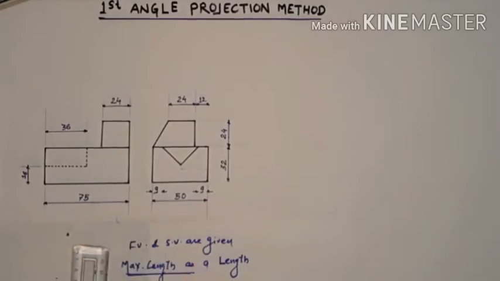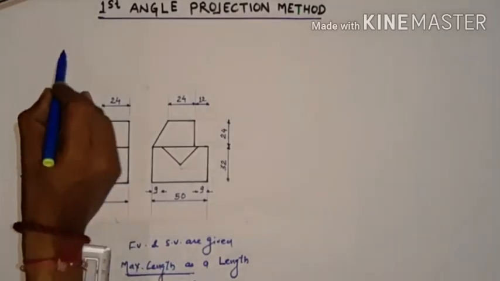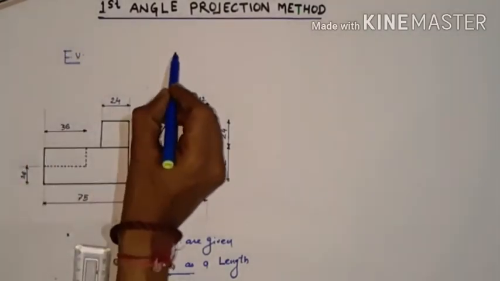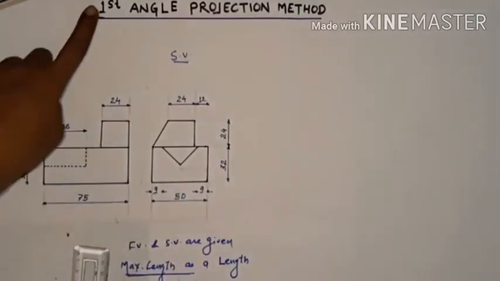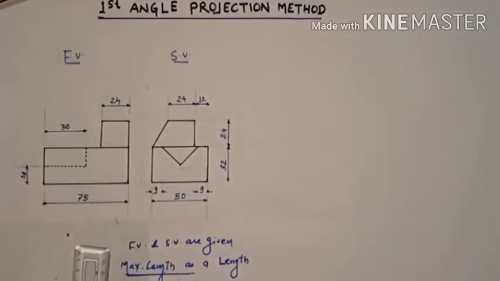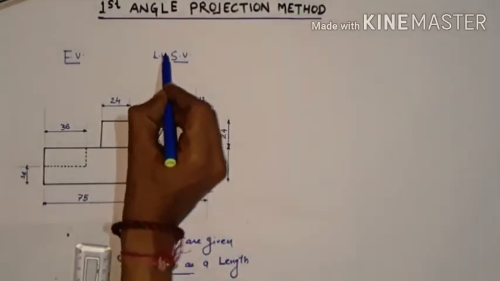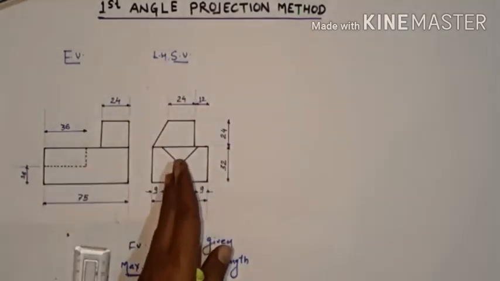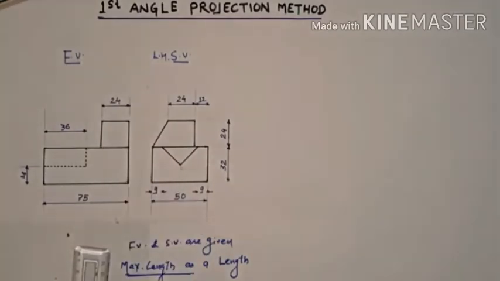So the maximum length is 75 mm, so this dimension shows your front view. Here this is your front view and this is your side view. But according to the first angle projection method, we know that the left side view is drawn towards the right of the front view. So here this is your left hand side view, which is drawn to the right of the front view. So here I start with the step by step procedure.